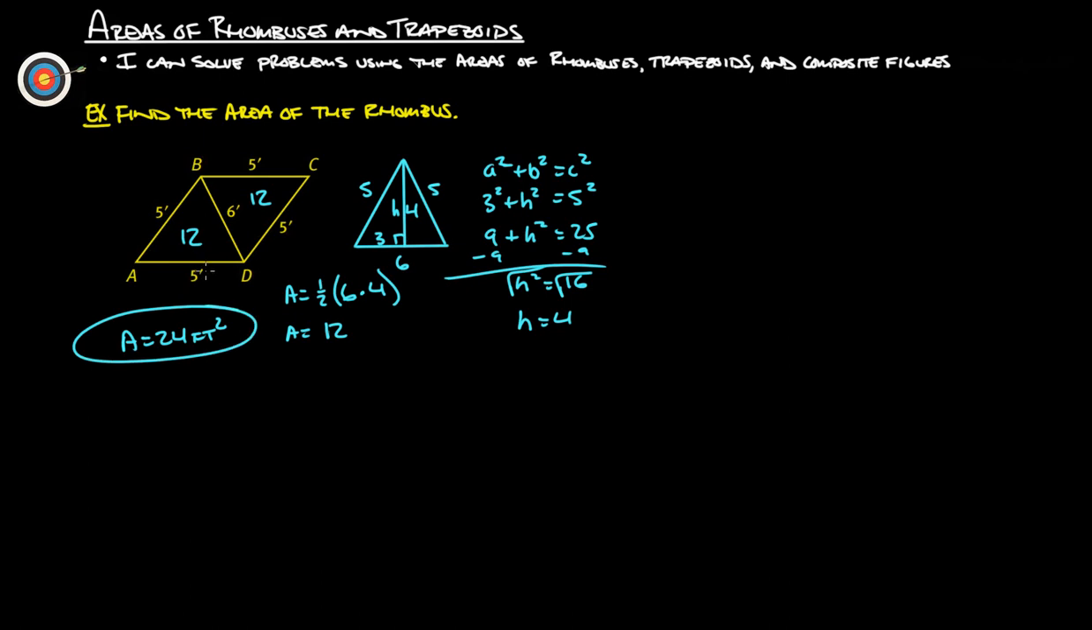This little apostrophe here stands for feet. So the whole thing is 24 feet squared, right? The area is just going to be half of the base times height, times 2. So really it's just this base times this height, because we're going to end up doubling it anyway. So the area of that rhombus is 24 square feet.